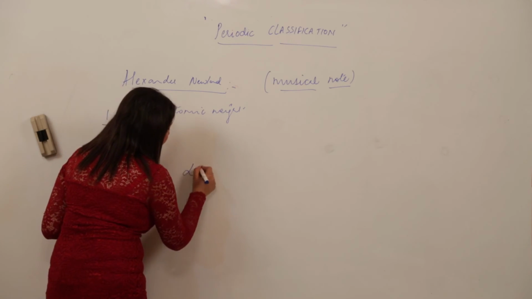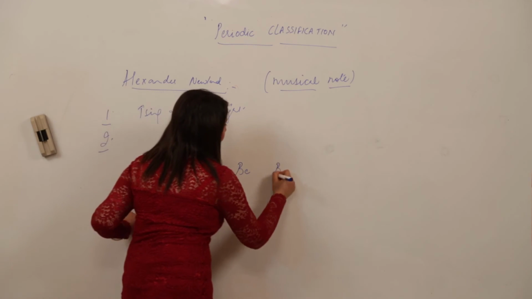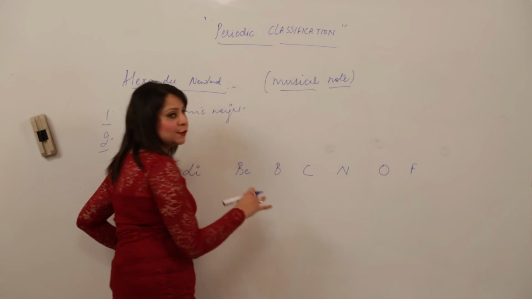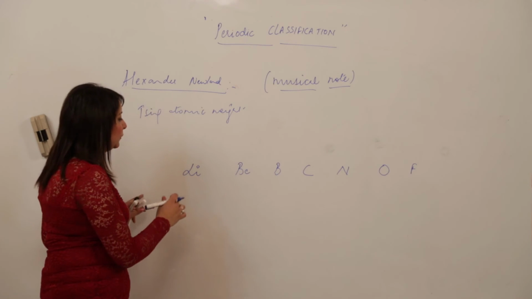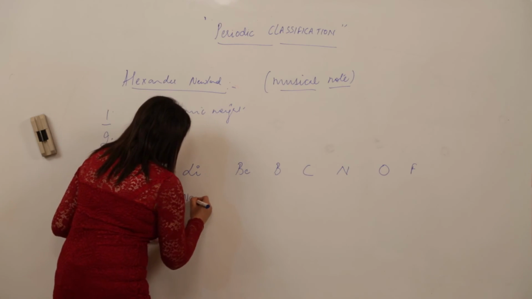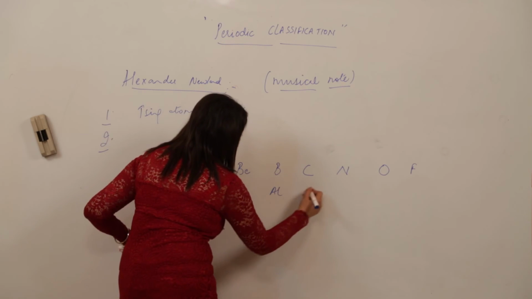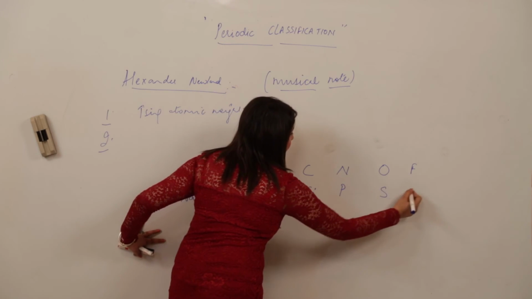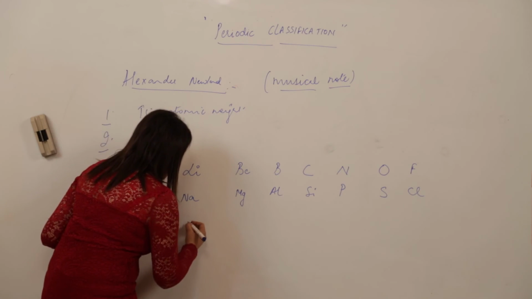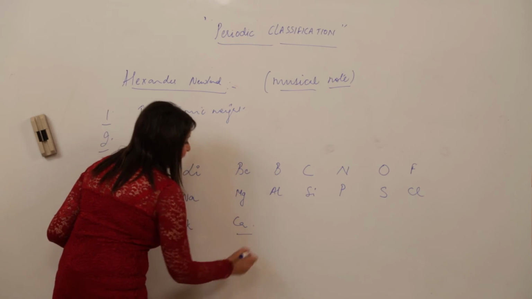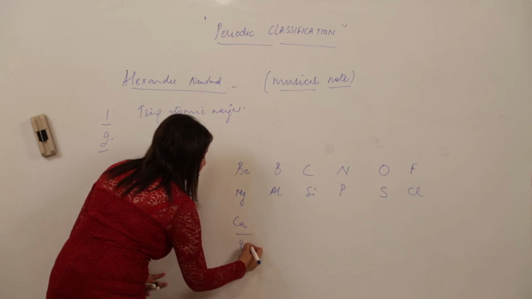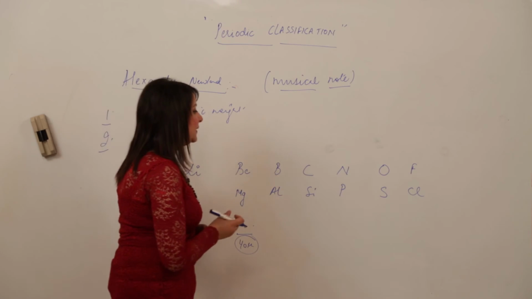He arranged like this: lithium, beryllium, boron, carbon, nitrogen, oxygen, fluorine. Noble gases were actually missing in it. Then again lithium, beryllium, boron, carbon, nitrogen, oxygen, fluorine, sodium, magnesium, aluminium, silicon, phosphorus, sulfur, chlorine. Argon was again missing. We write potassium and calcium. He was able to classify the elements only till Ca, calcium, that is with atomic mass 40 u.